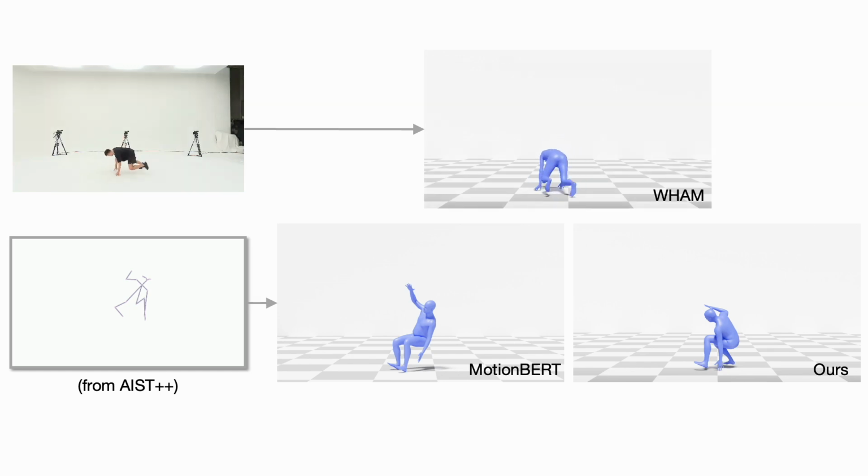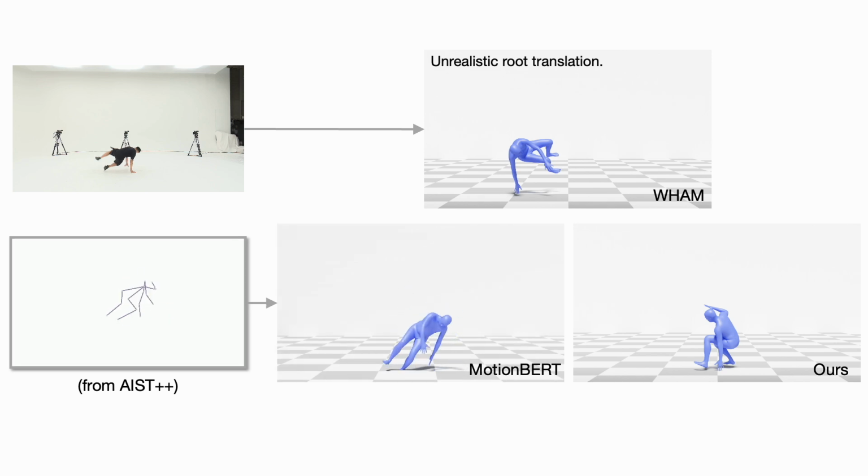We also compare with 2 baselines that require training on 3D ground truth motion data. The results show that the baselines struggle to generate realistic root translation, while ours can predict more natural root trajectories.